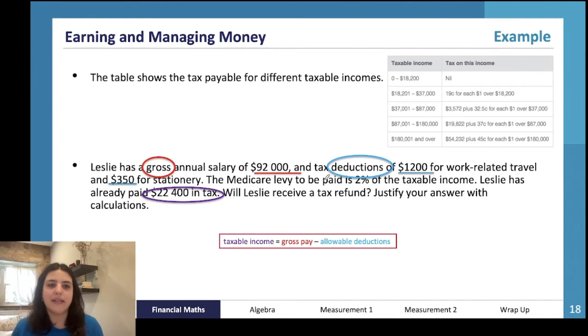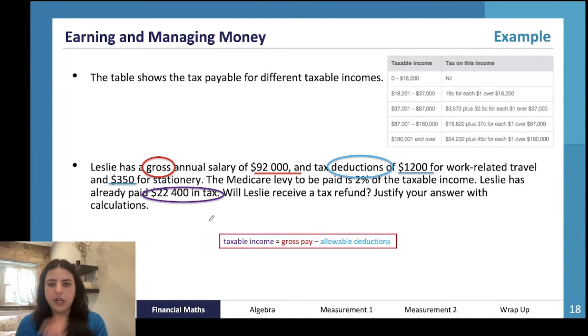Okay, so it makes a little bit of sense, hopefully, in theory, but let's look at it in practice. Let's actually do an example. So this table shows the tax payable for different taxable incomes. It's the same one that I just showed you. Leslie has a gross annual salary of $92,000 and tax deductions of $1,200 for work-related travel and $350 for stationery. The Medicare levy to be paid is 2% of the taxable income. Leslie has already paid $22,400 in tax. Will Leslie receive a tax refund? Justify your answer with calculations.